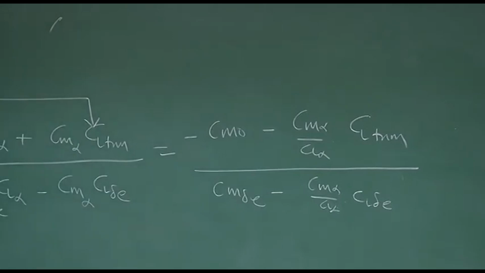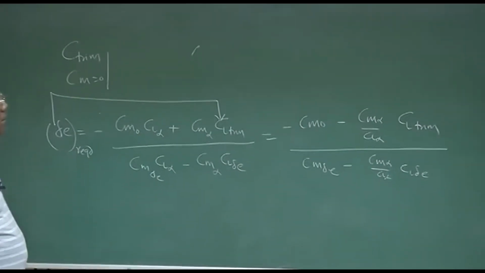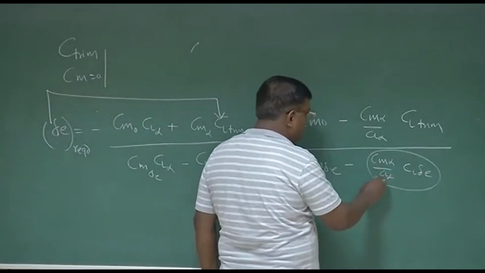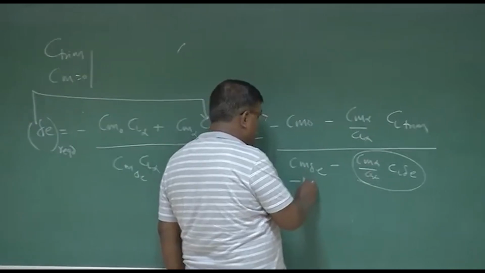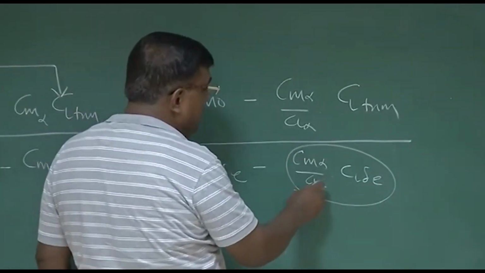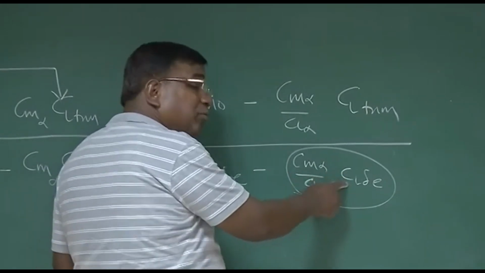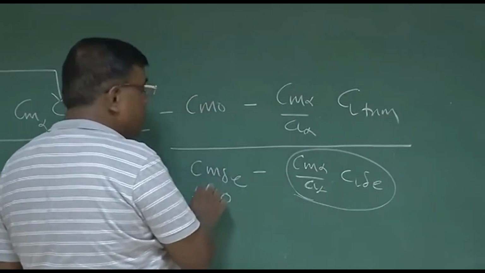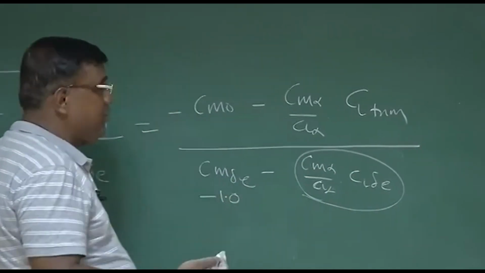Okay. We do a further approximation. You see, actually when you put numbers, this term is less than this. Typically Cm delta E will be of the order of minus 1. Cm alpha by CL alpha is of the order of 5 or 6. The CL delta E is around 0.6, 0.7. So indeed this will be lesser compared to Cm delta E. So it's not a bad idea to neglect this to get a designer's perspective.